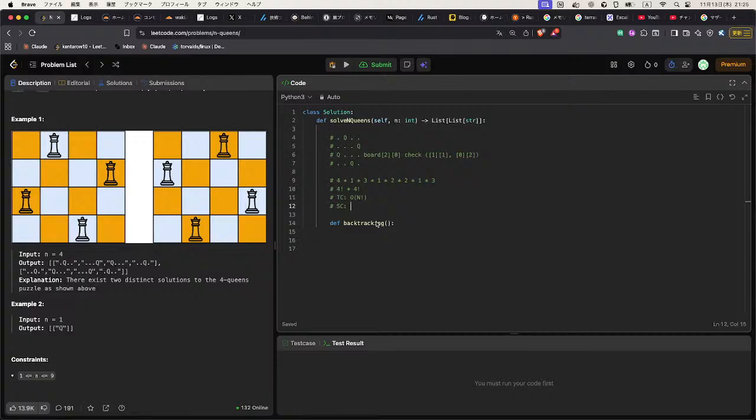Space complexity. Basically, we can solve this with backtracking, so we don't need extra memory space. It just uses the call stack. But it uses a set. So O of n.